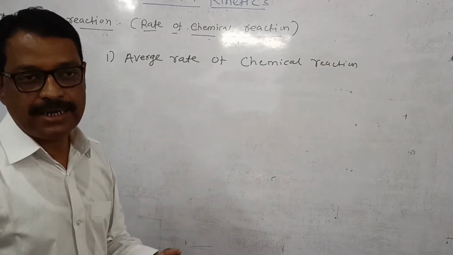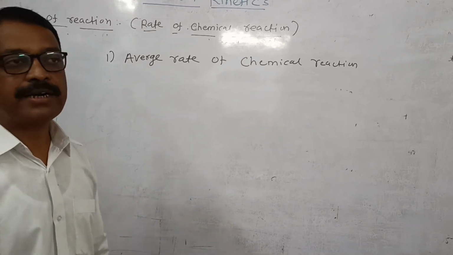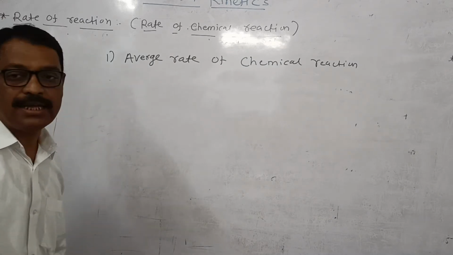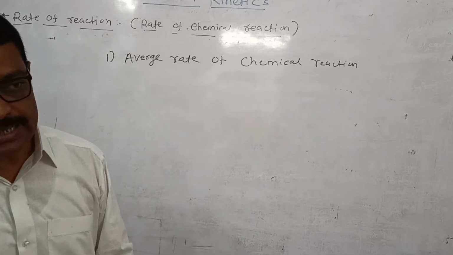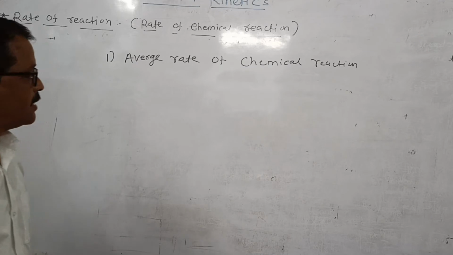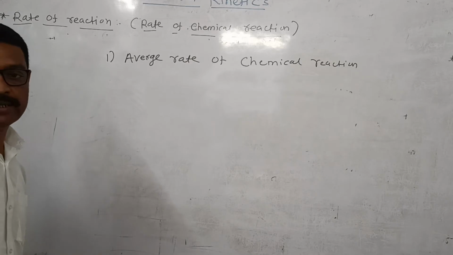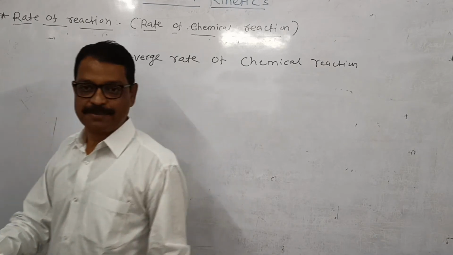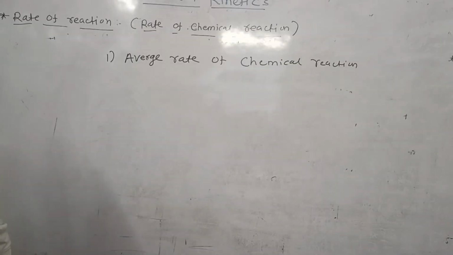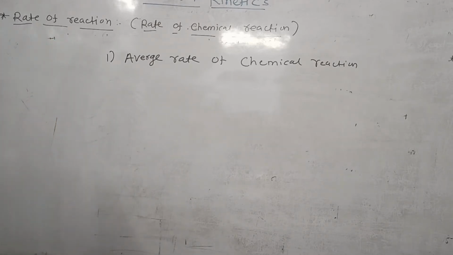It means that the rate of chemical reaction is measured over a long time interval. Or in other words, it is the change in concentration of reactant or product divided by the time interval over which the change takes place. This is the average rate of chemical reaction.